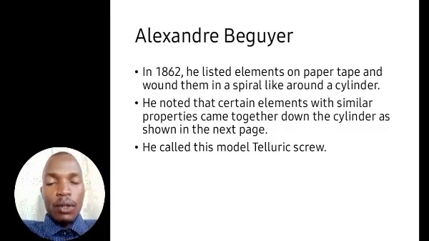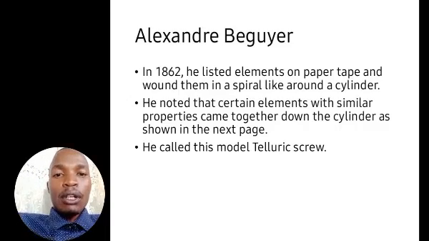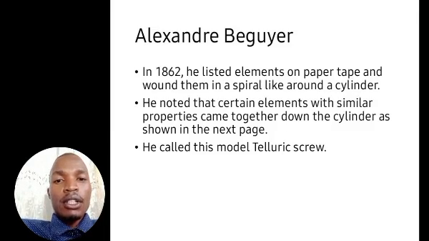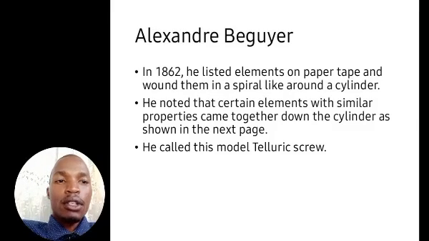To begin with, we have this man called Alexandre Béguyer de Chancourtois, who in 1862 listed elements on a paper tape and wound them in a spiral around a cylinder. When he did that, he noted that certain elements with similar properties came down the cylinder together. Then he called this model a telluric screw. I'm going to show you the telluric screw in the next slide.